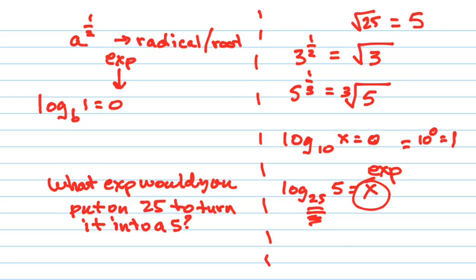Okay? And a fractional exponent always means a root. Now you don't know that it's the square root, but think about it like this. What root would I take of 25 to get a 5? That's a square root, right? So that means my exponent has to be a 1/2. Okay?